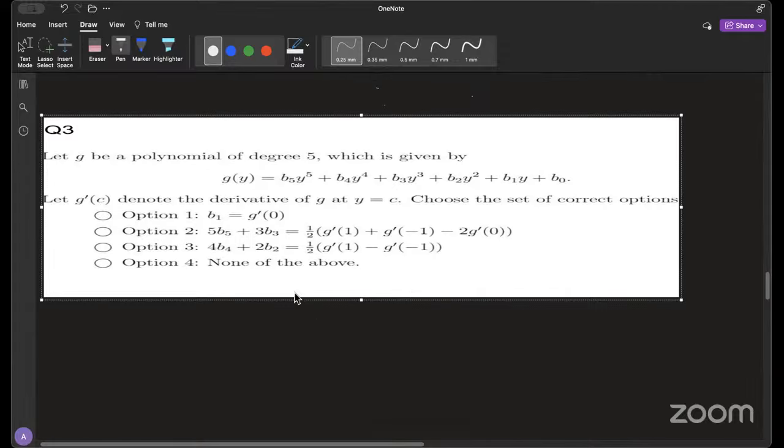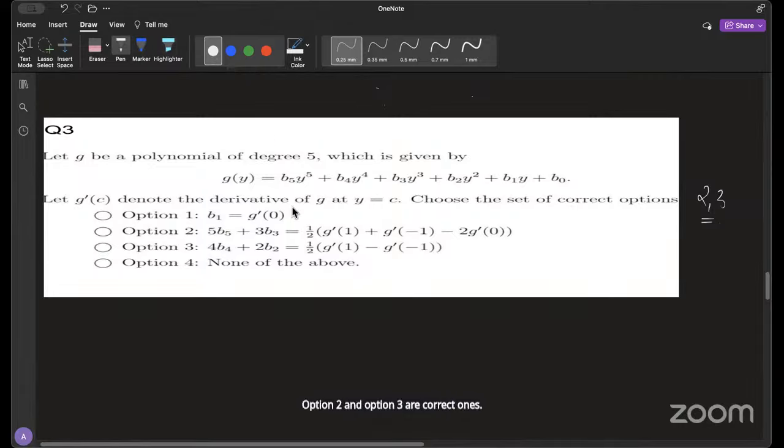Let's do this question. This is the given function, and there are some options that you have to check. So first, which one is correct? Option 2 and option 3 are correct ones. 2, 3. Okay, let's see.